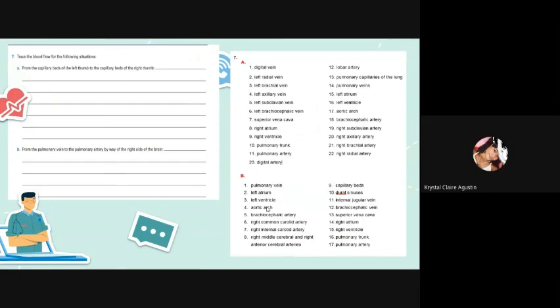So its blood flow is from pulmonary vein, left atrium, left ventricle, aortic arch, brachiocephalic artery, right common carotid artery, right internal carotid artery, right middle cerebral and right anterior cerebral arteries, capillary beds, dural sinuses, internal jugular vein, brachiocephalic vein, superior vena cava, right atrium, right ventricle, and lastly the pulmonary trunk until it reaches the pulmonary artery.